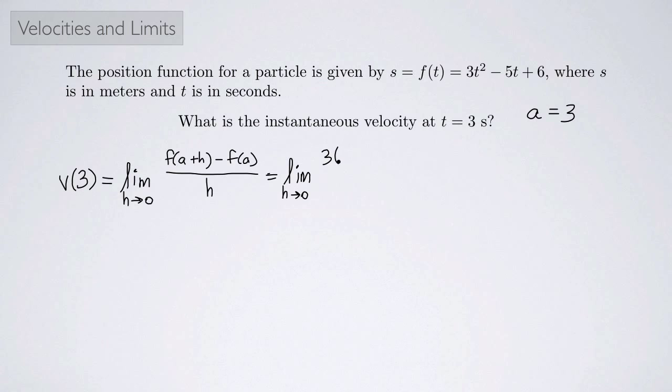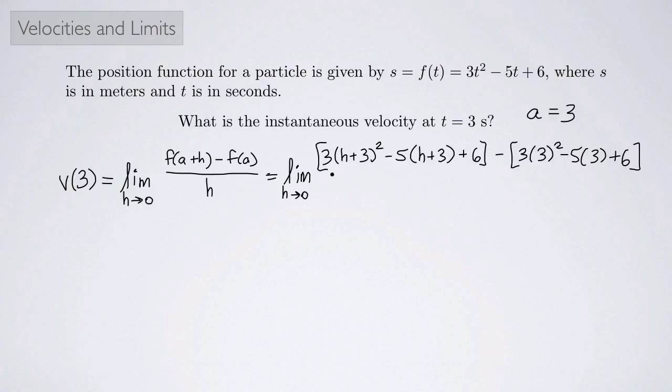That's going to be 3 times h plus 3 squared minus 5 times h plus 3 plus 6, and then this whole thing minus, and I recommend putting the brackets around this so that you really remember to distribute that minus sign right there. This is where a lot of students make mistakes, forgetting to distribute this. And so this is going to be 3 times 3 squared minus 5 times 3 plus 6, all over h.